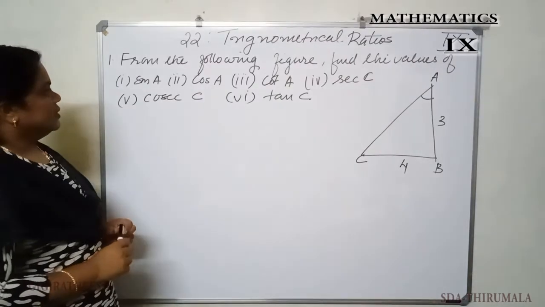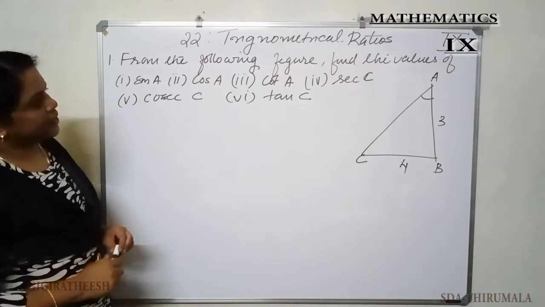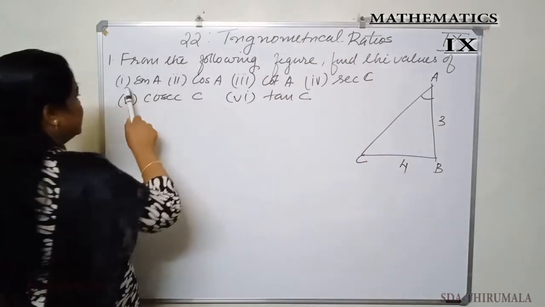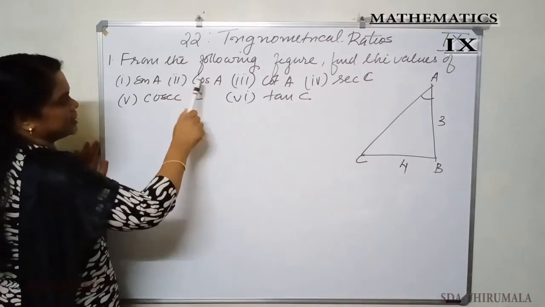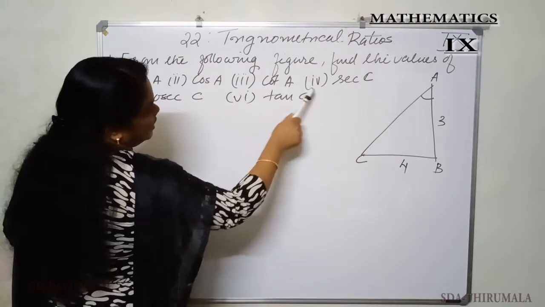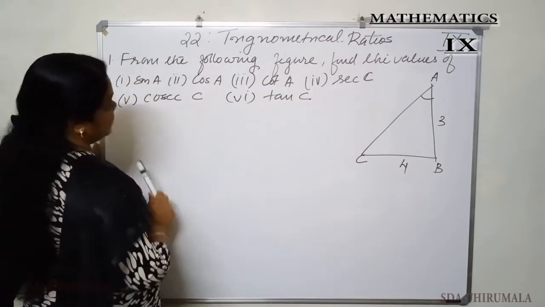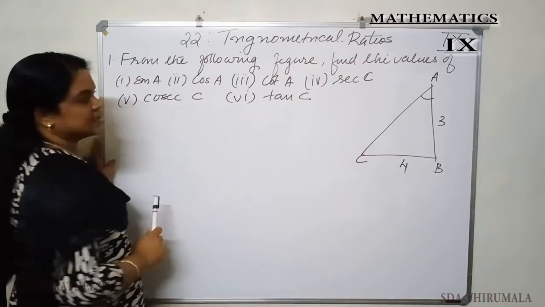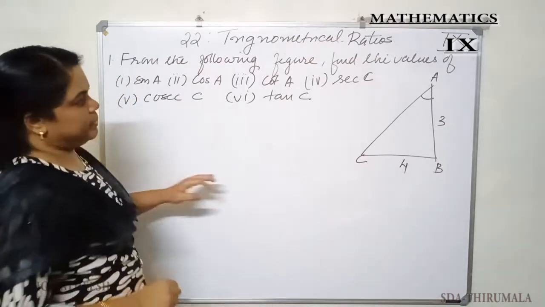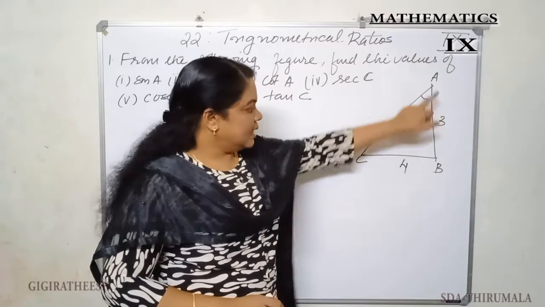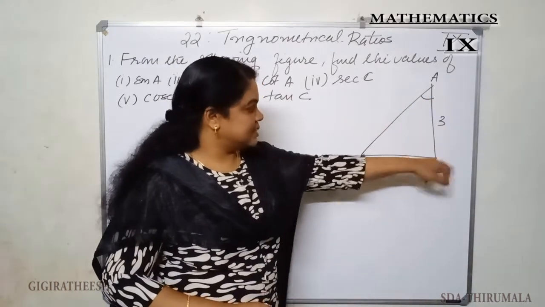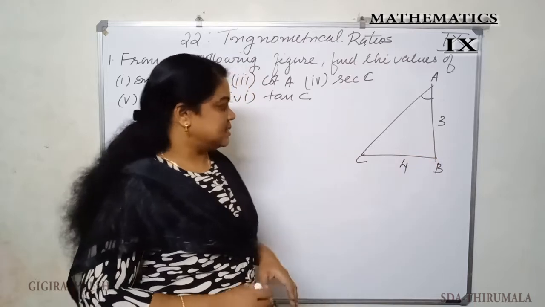Okay. This is the first question. From the following figure, find the values of sin A, cos A, cot A, sec C, cosec C, and tan C. And this is the picture, with points A, B, C, where the length of side AB is equal to 3 and CB is equal to 4.